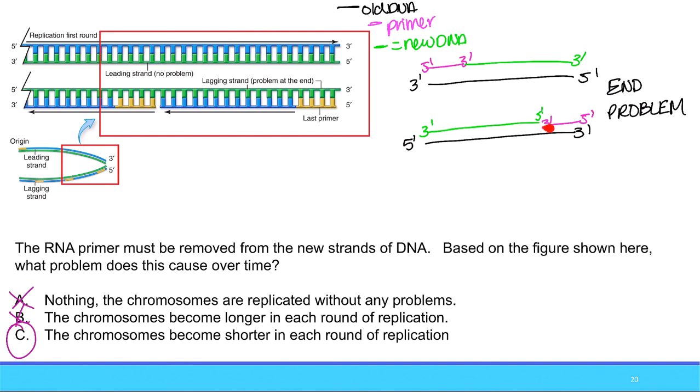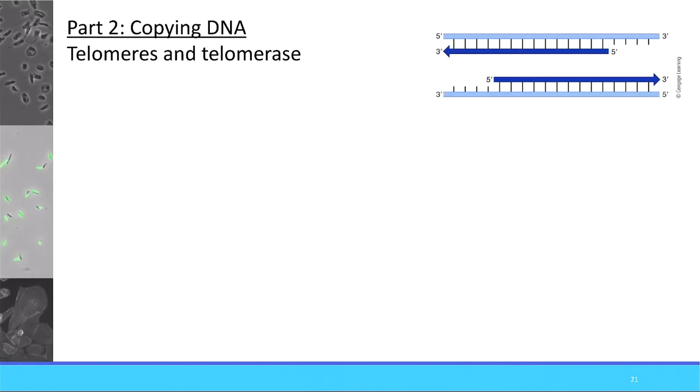When we remove this primer, we are left with this 3' overhang of old DNA, and we have absolutely no way to replicate it because DNA polymerase cannot add to the 5' end. So our chromosomes are going to become shorter with every round of replication. Now you can imagine that we don't want that to happen, right? We have really important information in our chromosomes. So luckily for us, there is something called telomeres and telomerase.